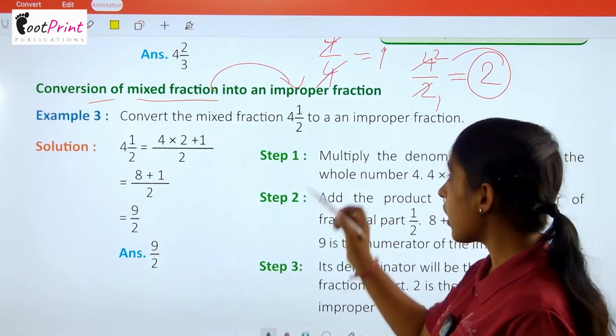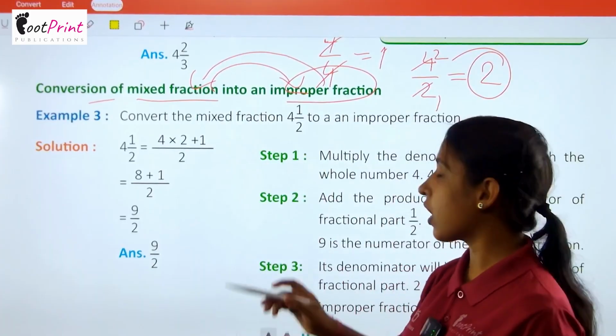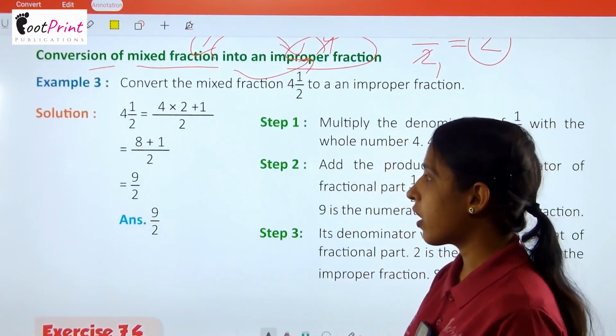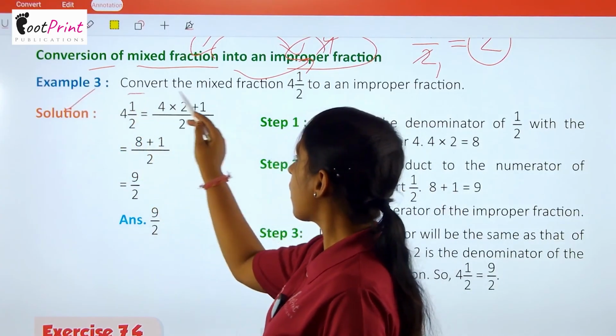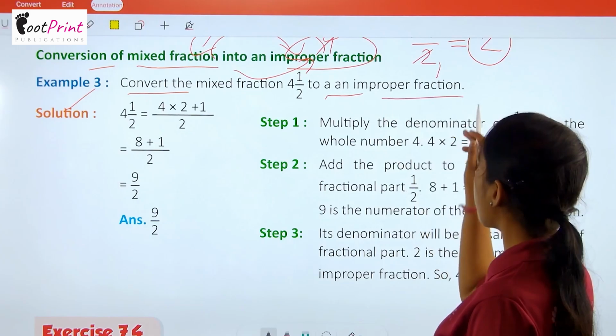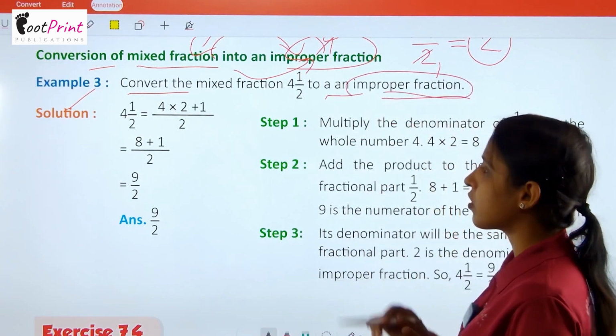Now we will learn how to change or convert mixed fraction into improper fraction. अभी हमने देखा कि improper fraction को हम mixed में कैसे change करेंगे, ठीक है. अब हम देखेंगे mixed को हम improper में कैसे change करते हैं. तो here example number 3, convert the mixed fraction 4 whole 1 by 2 into improper fraction. So 4 whole 1 by 2 को हमें क्या करना है, improper fraction में change करना है.